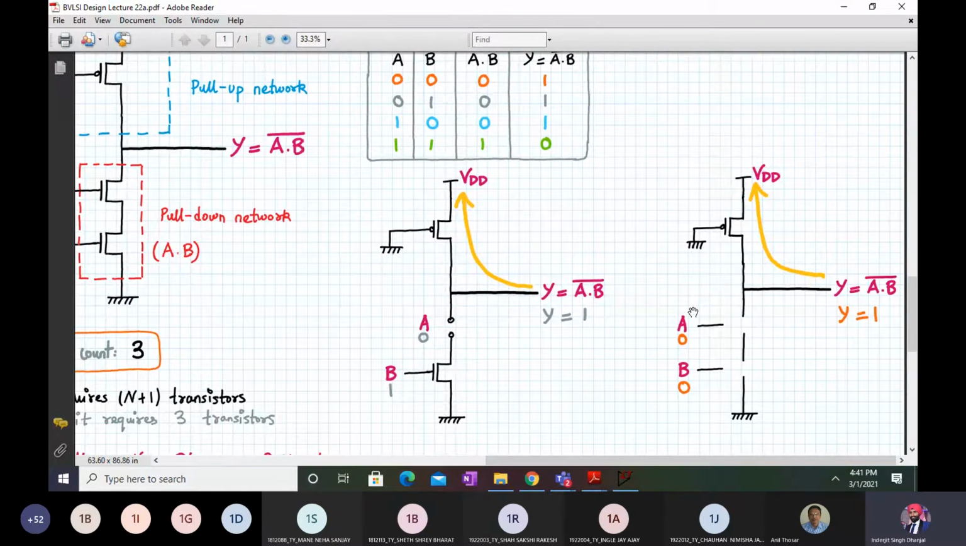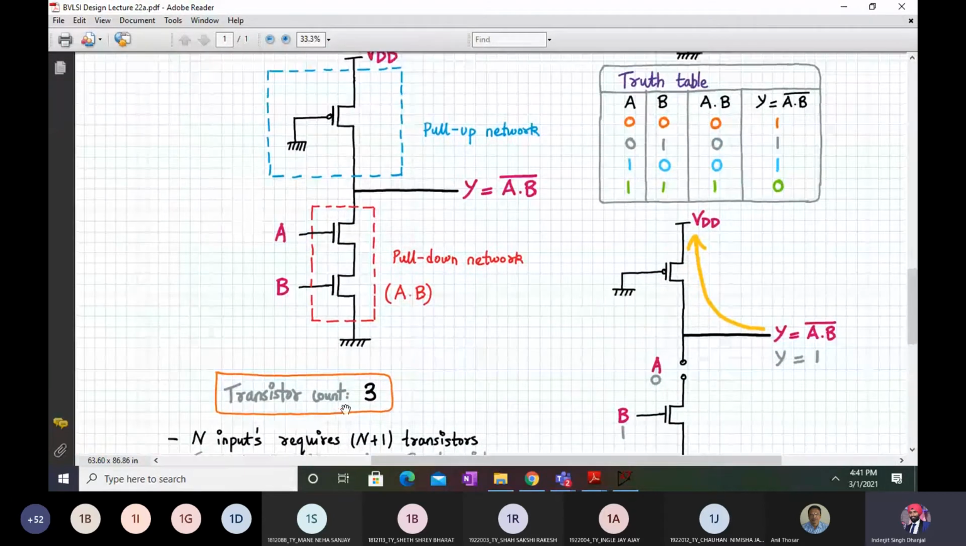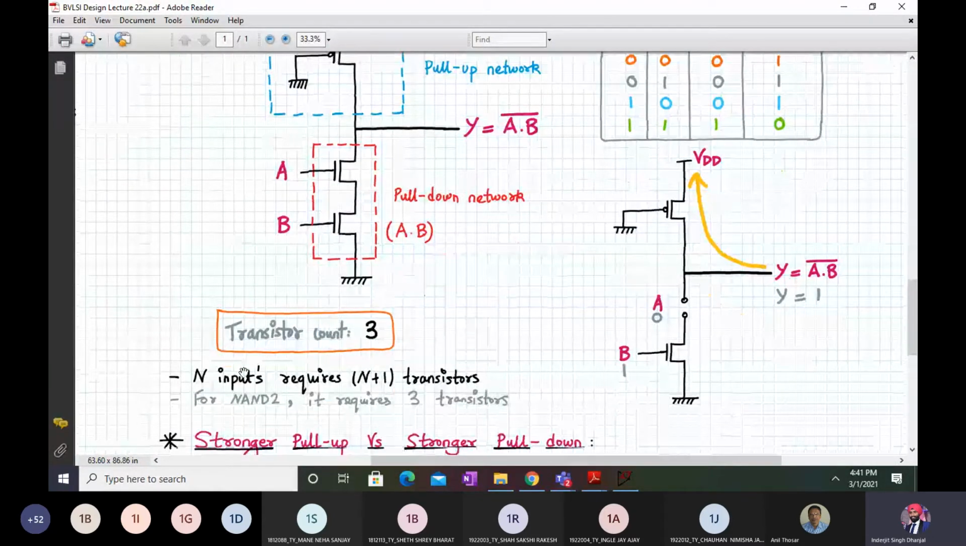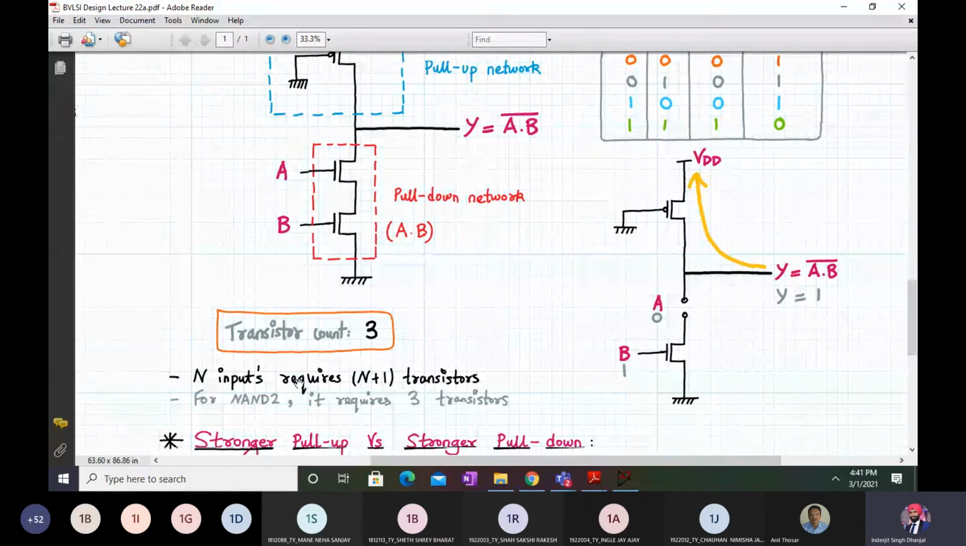And whenever both the inputs are 0, 0, there is no question at all. Your output will be pulled up towards VDD via the PMOS pull-up network. And the number of transistors required over here is 3. So if you have n inputs, the transistors required will be n plus 1, that will be 3. I've already covered this point.